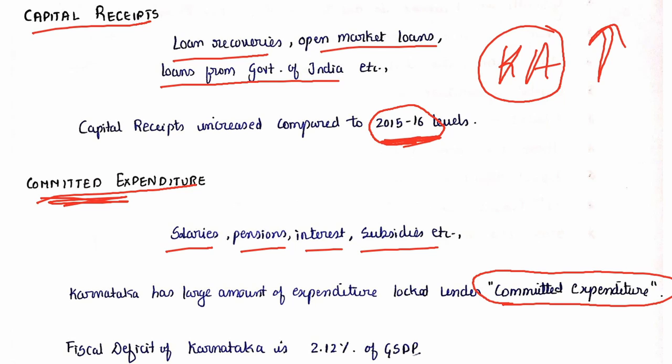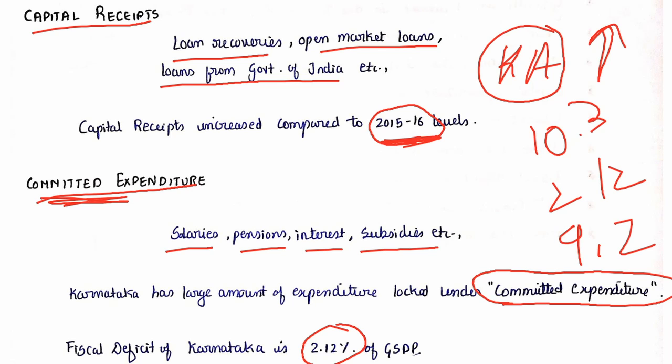The fiscal deficit of Karnataka, as I said earlier, is 2.12%. The GSDP growth is 10.3%. The fiscal deficit is 2.12% and the NSDP, net state domestic product, growth is 9.2%. These three are important data.